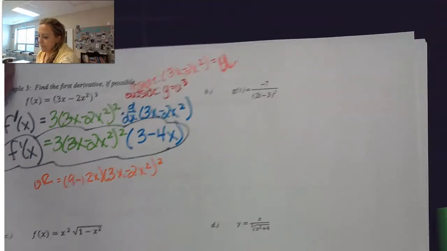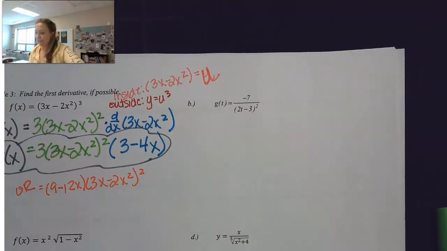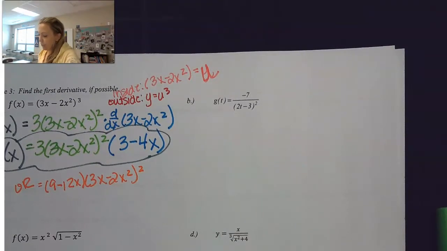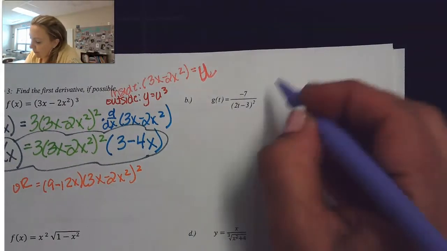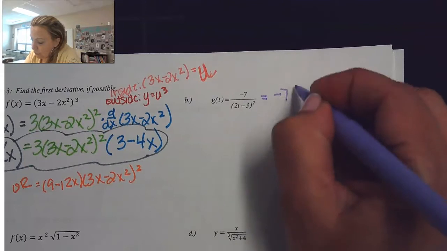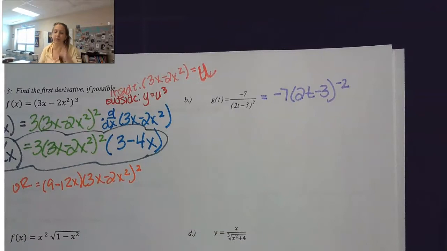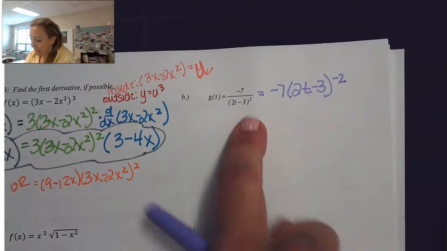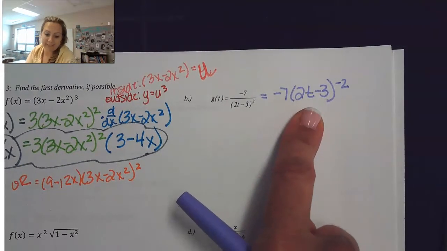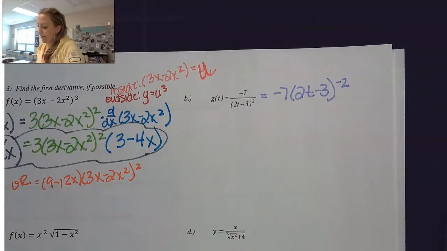Let's look at letter B. We have g of t equals -7 over (2t minus 3) squared, that quantity squared. Now, what I might do is revise this a little bit. Just like we did in the other power rule questions, where when we have a quotient that's down here, we can just bring it up and apply the power rule instead of the quotient rule. Let's maybe try that instead.